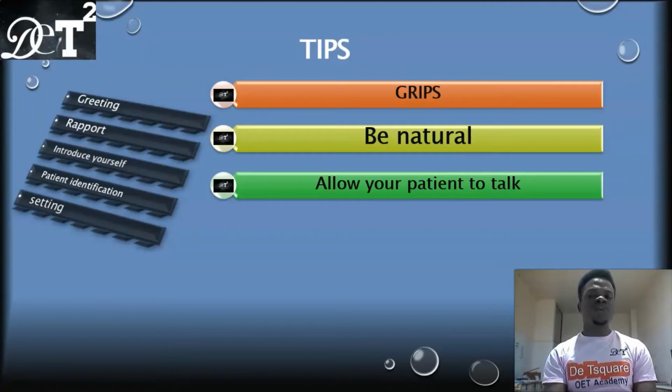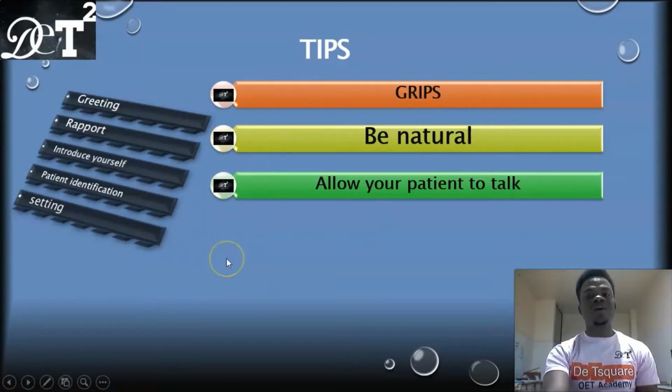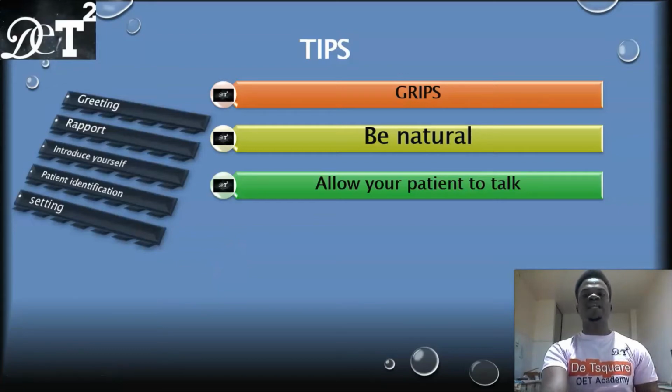Okay, so it is not right for you to just jump from one task to the other without bringing the patient in. So try as much as possible to allow the patient to interact with you. Make it more of an interaction instead of making it appear as if you are giving a tutorial or you are delivering a seminar.